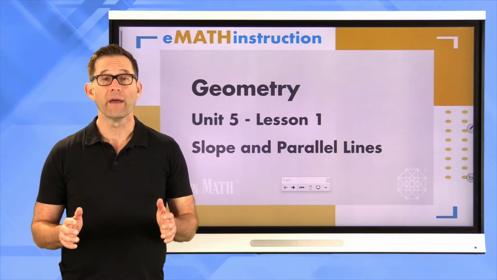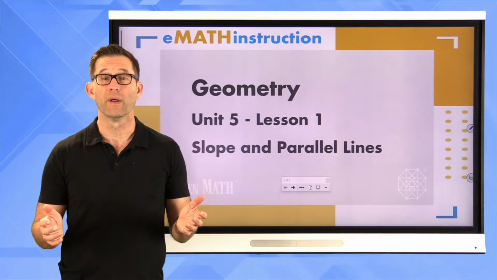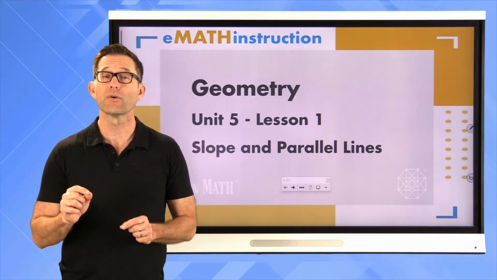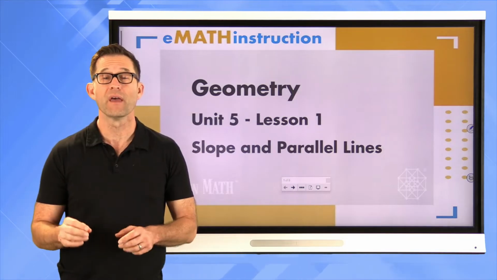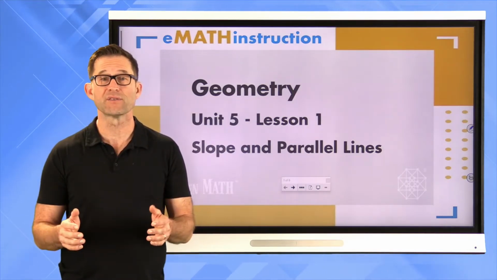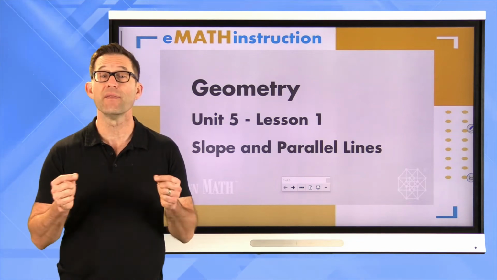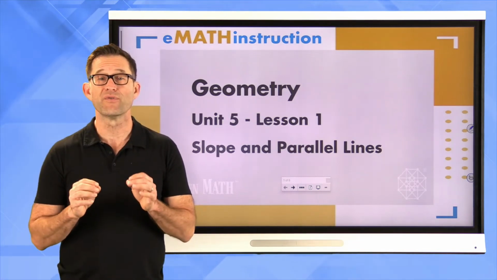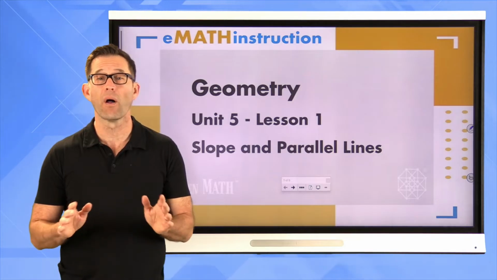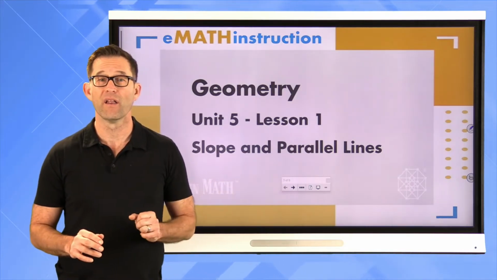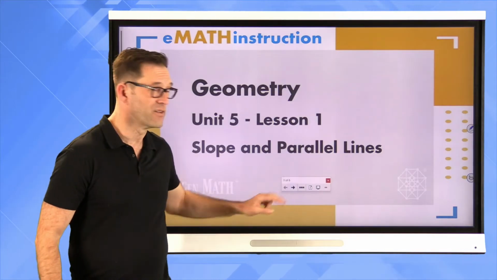Now, Unit 5, obviously we're going into a brand new unit. Unit 5 is all about coordinate geometry and learning tools that will help us in the coordinate space to prove various things about geometric figures. And in this lesson, we're going to start with two of the most important ideas in all of geometry, slope and the idea of parallel lines. So let's get right into it.